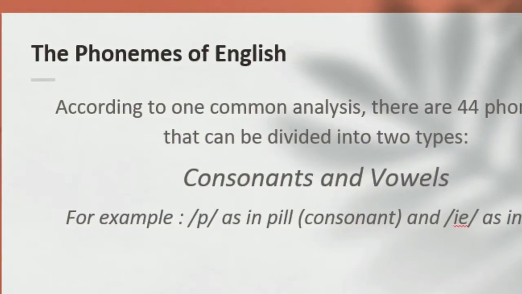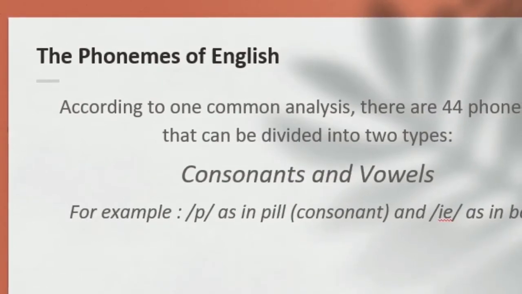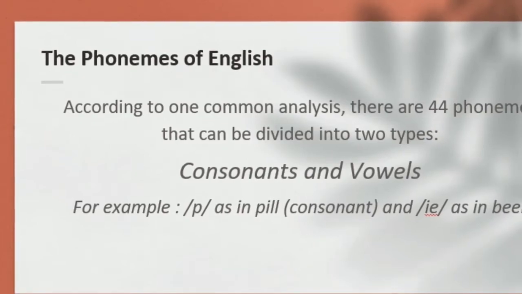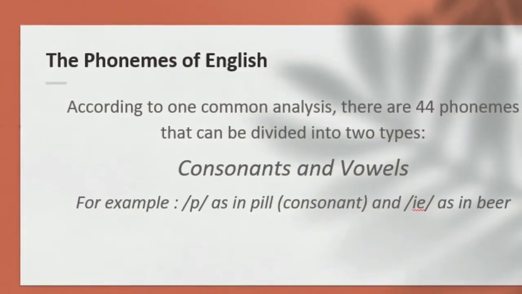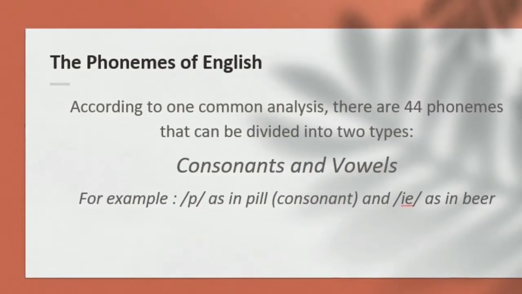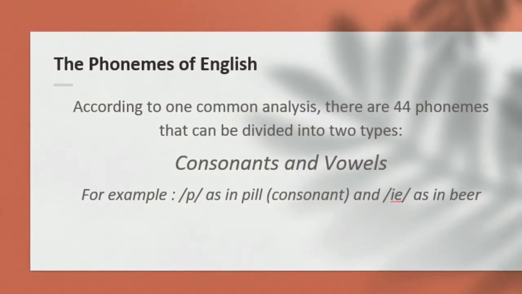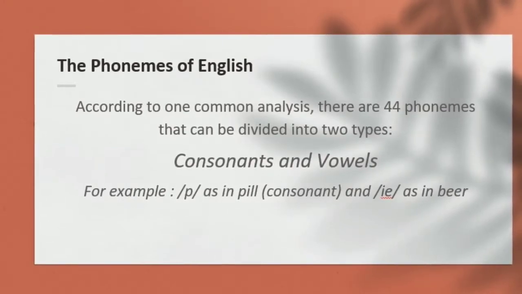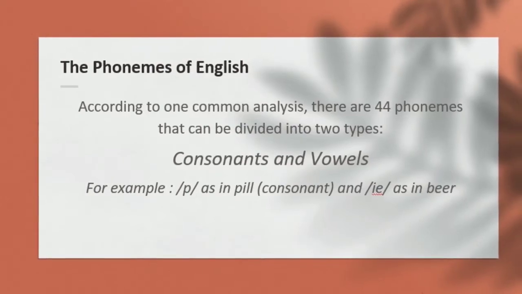The phonemes of English. The phonemes of one widely spoken variety of British English. This is the accent sometimes known as received pronunciation. It is only one of the many accents found in Great Britain, but perhaps the most widespread. As noted above, there are 44 phonemes according to one common analysis. They can be divided into two types, consonants and vowels.